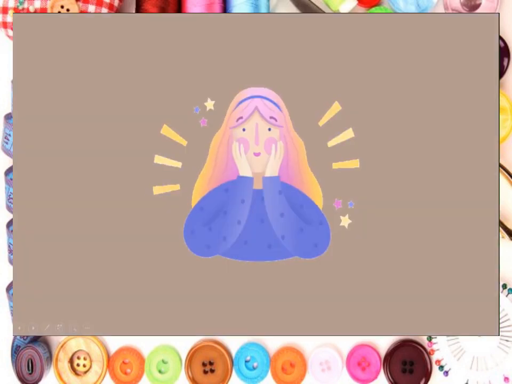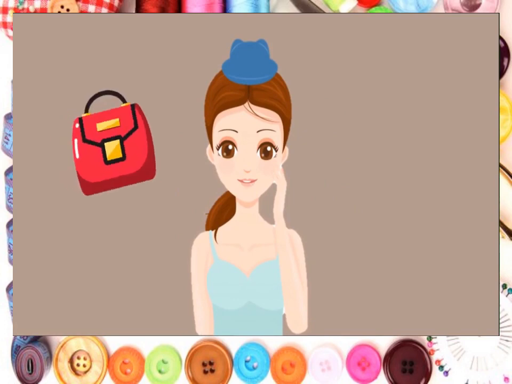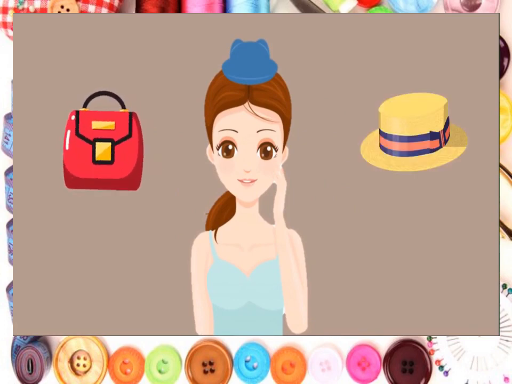In choosing accessories, proportion should always be considered. For example, a woman with large facial features would not choose a small bag or a small hat, which will make her features even larger, or vice versa.